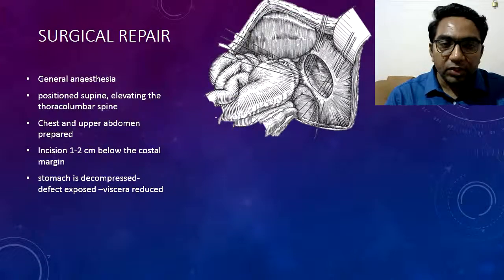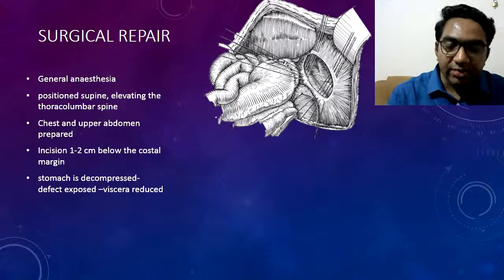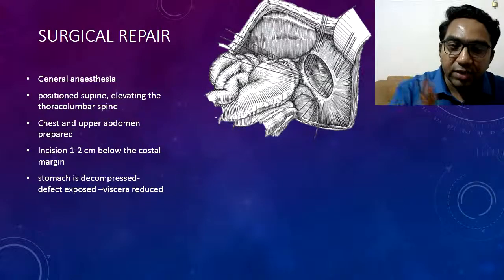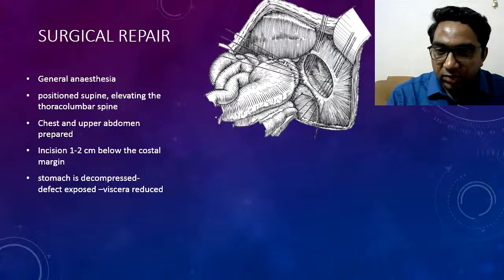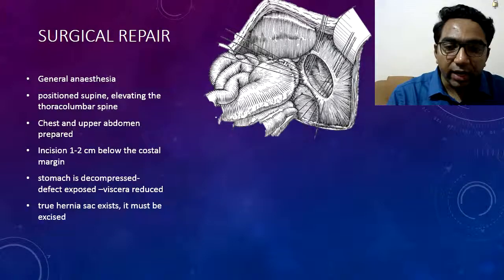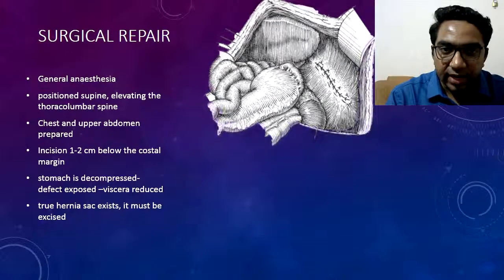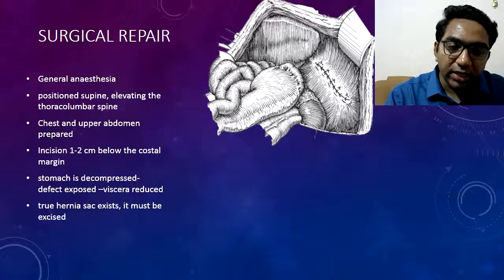So we should take sutures from the anterior and the posterior lip. The posterior lip can sometimes be rolled down, so we have to specifically look for it. Sometimes it will not be easily visualizable like this. Then we have to take sutures from both the edges of the defect with non-absorbable sutures. If a true hernia sac exists, it must be excised, and this is the appearance of the sutured defect.